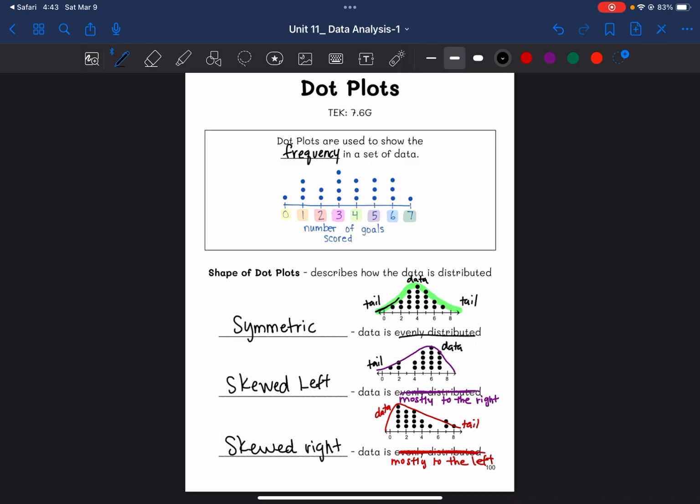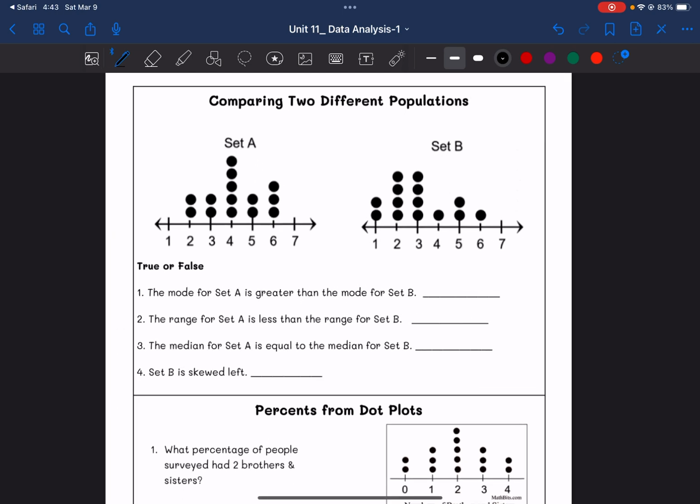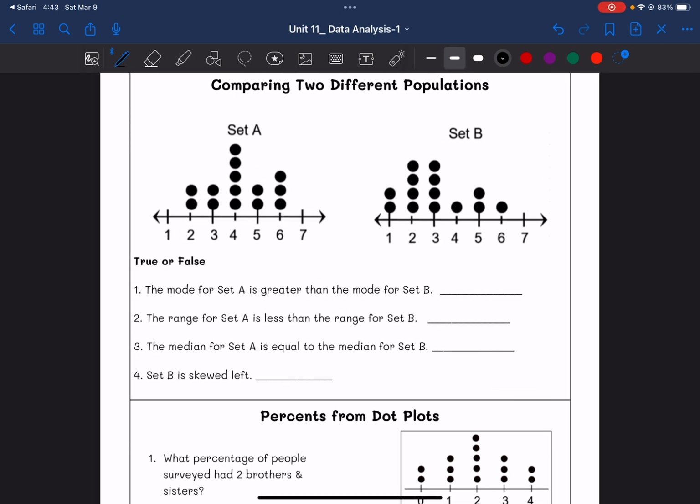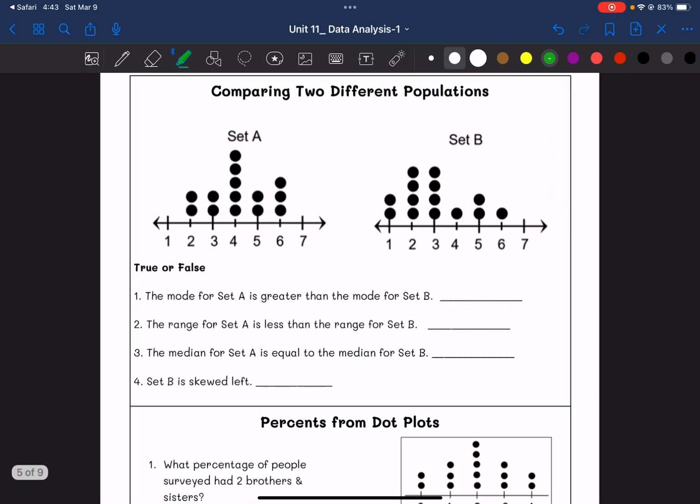All right, so here we're going to be comparing two different populations, okay? So here, the first thing that I want to do is I want to read the questions, okay? I don't want to do anything with the dot plots yet. There's going to be information from these data sets that we're going to be comparing. So the mode for set A is greater than the mode for set B. So if I look at set A, first of all, mode is going to be the number that pops up the most, okay?